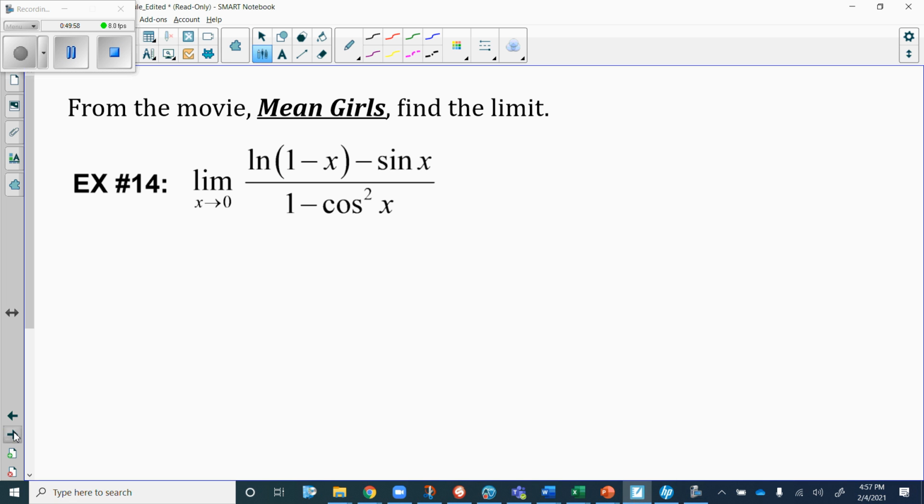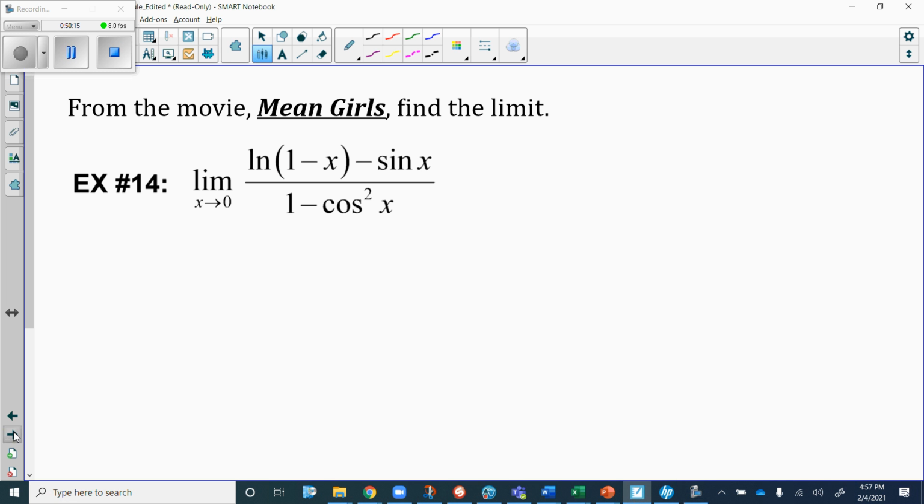And in this case, if you try to do direct substitution, cosine of 0 in the denominator is going to give you 1, even if it's squared. So we're going to have our 0 in the denominator.